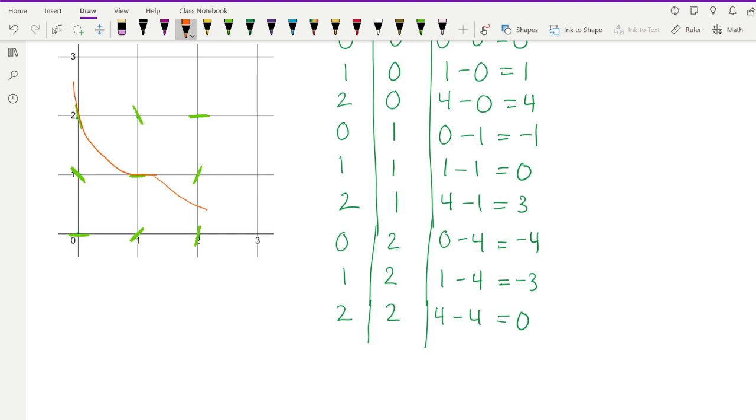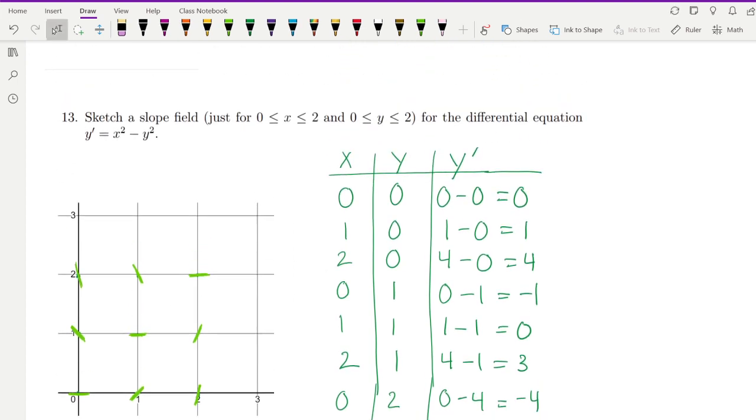But really the idea is just that, again, the thing I want you to understand is that the differential equation isn't just an equation to solve. It's also telling you something, right? It's telling you what the slope is as a function of the x and y coordinates.